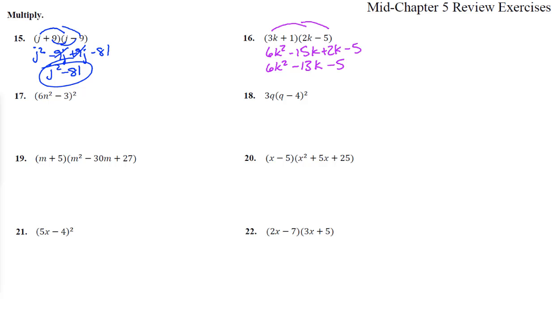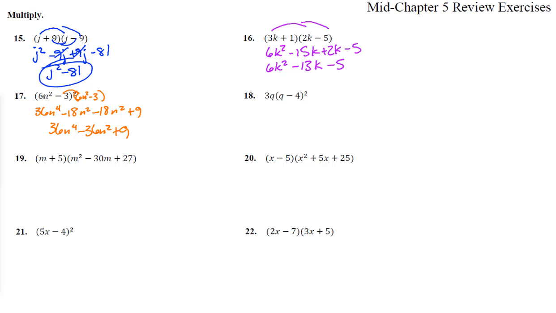Number 17. 6n squared minus 3 all together squared means that we have 6n squared minus 3 times itself. So that's a 6n squared minus 3. So when we multiply it, we get 36n to the fourth minus 18n squared. Here's another minus 18n squared from this one. And then at the end is a plus 9. So we get 36n to the fourth minus 36n squared plus 9.